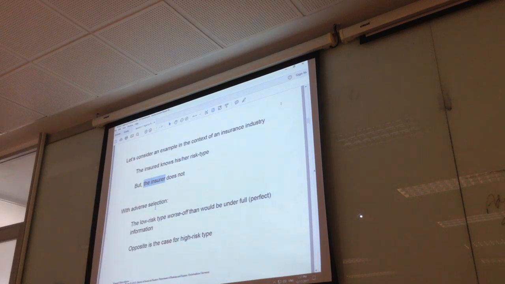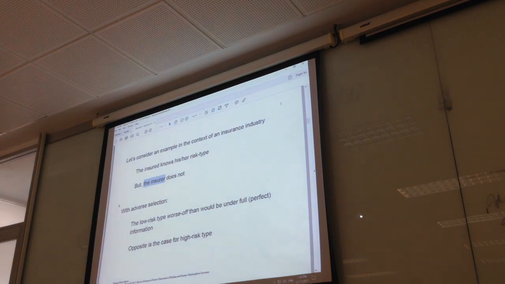So you see the problem here. There are two types: safe driver, good driver, and dangerous driver, bad driver. The insurer knows that both types exist. It's just that when you come to me, the insurer, and say, I want to buy an insurance policy, I'm not sure which one you are. If he's bad, he is that bad. If he's good, he is that good. That's what I know, but I don't know which one he is.